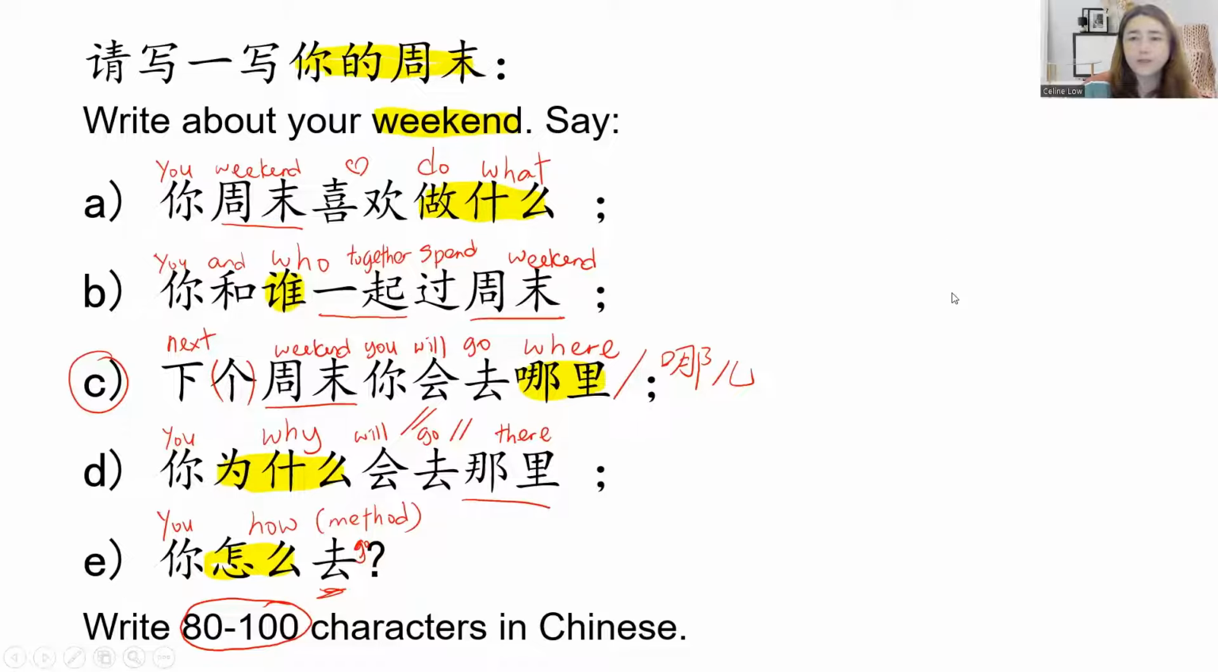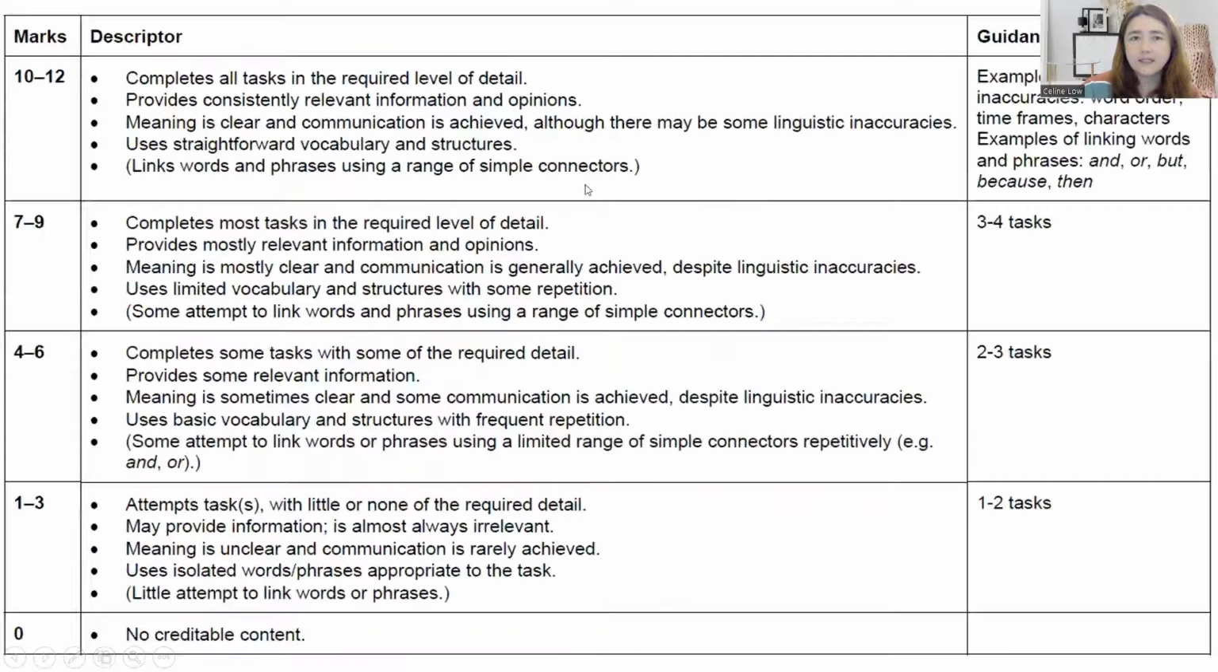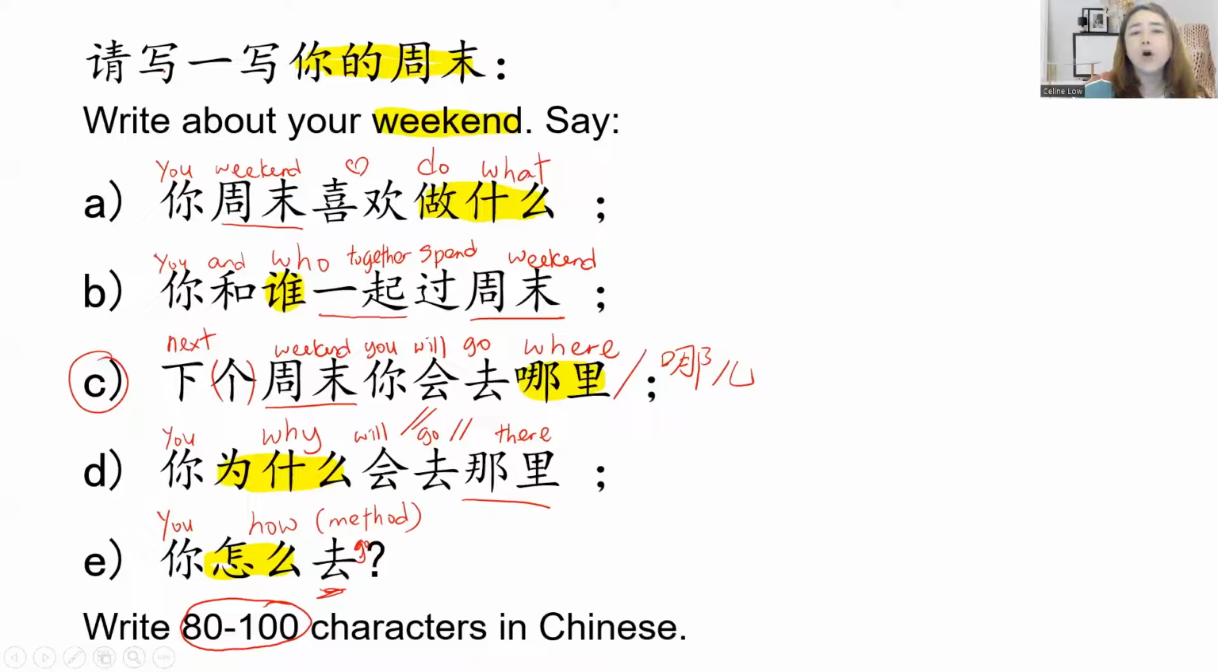So before we start writing, I want you to have a look at the criteria, okay, the banding. In order to get the 10 to 12 band, this is what you have to achieve. First, you have to complete all tasks in the required level of detail, okay? All tasks, as in all the 5 questions. 看到吗? A 到 E, A to E, all questions. You have to answer them.